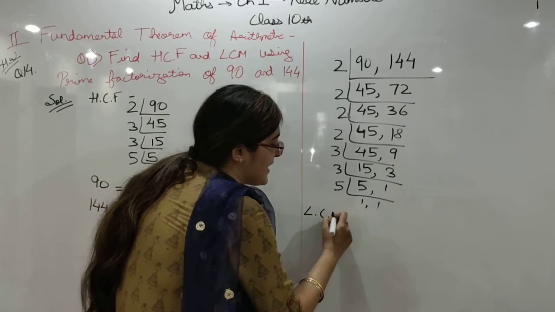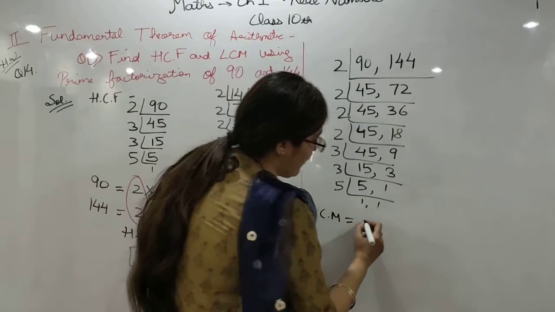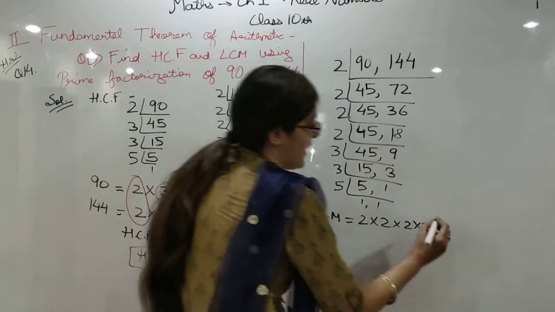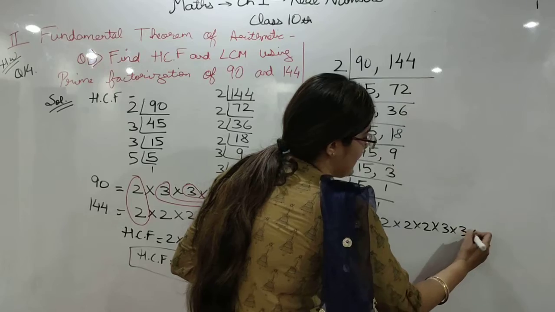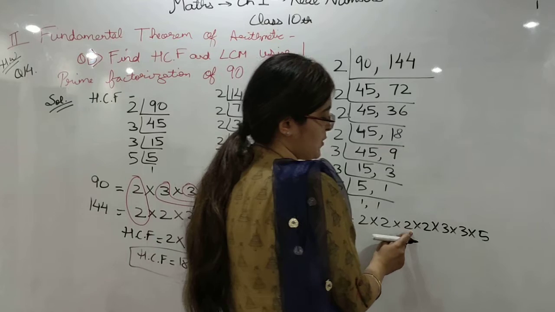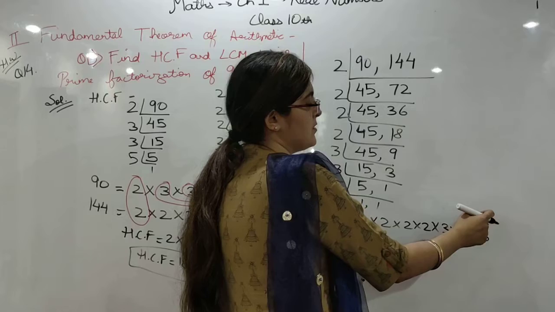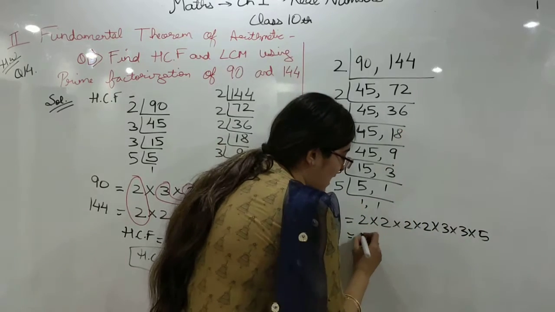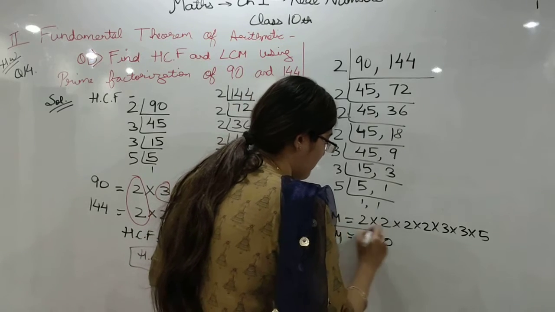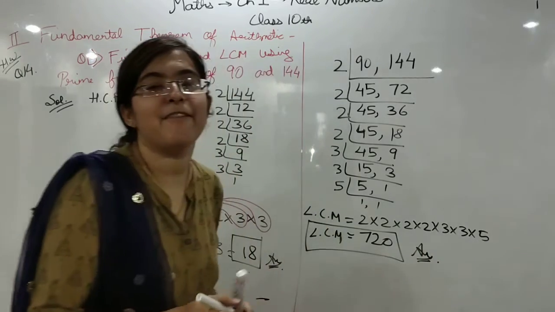Now to calculate the LCM, we will write the product of all these numbers. We have to write 4 times 2, then 2 times 3, and then 5. Now multiply it. 2 twos are 4, 4 twos are 8, 8 twos are 16, 16 threes are 48, into 5. What will your answer come? 720. So your LCM will be 720, students.